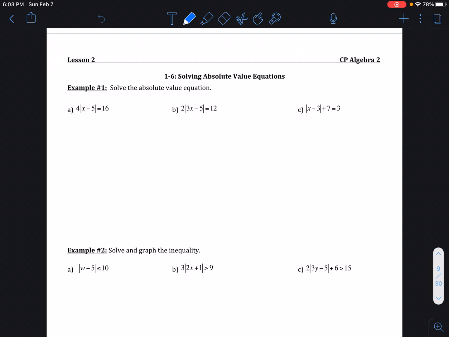Okay, guys, welcome back to Unit 1, Lesson 2. Today we're going to be solving absolute value equations and inequalities. So, hopefully, you remember some of this stuff from Algebra 1.